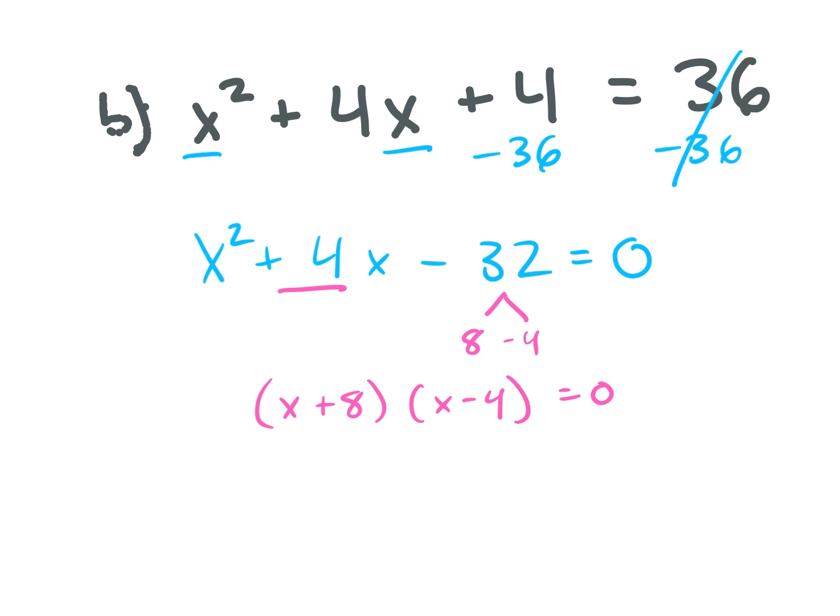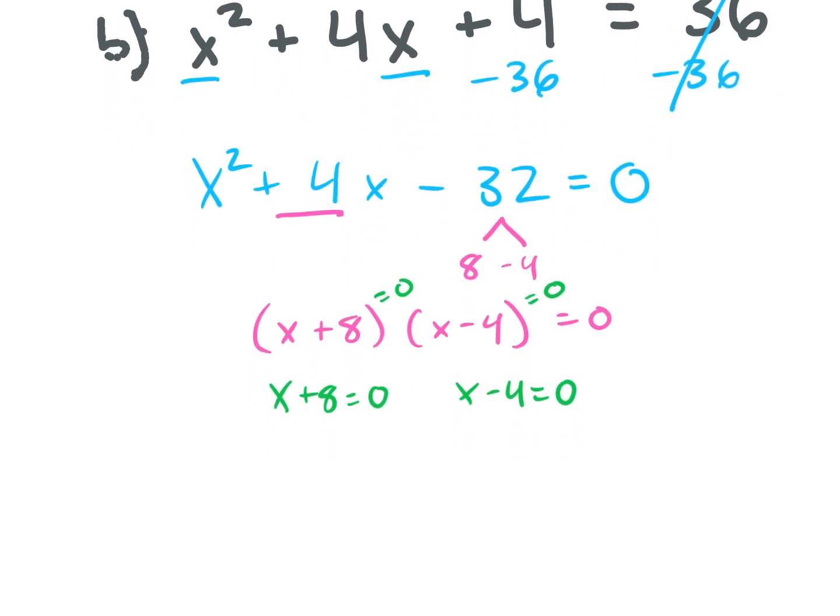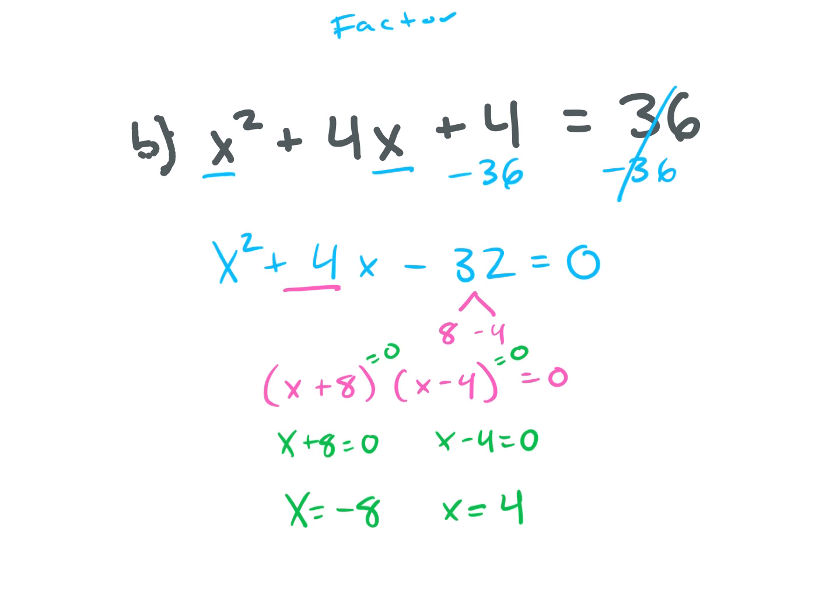What do we do next? Set them equal to 0. So x plus 8 equals 0 and x minus 4 equals 0. So what does x equal? Negative 8 and positive 4. So from the parentheses to when you have x equals, you always just flip the signs. Let's look at C.